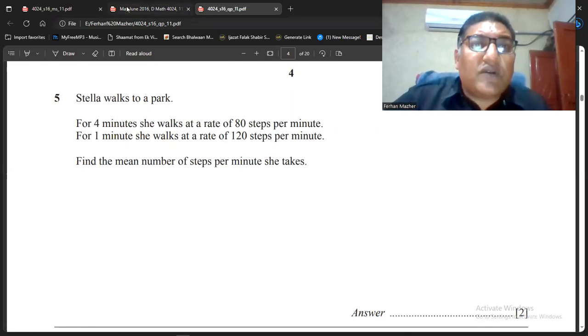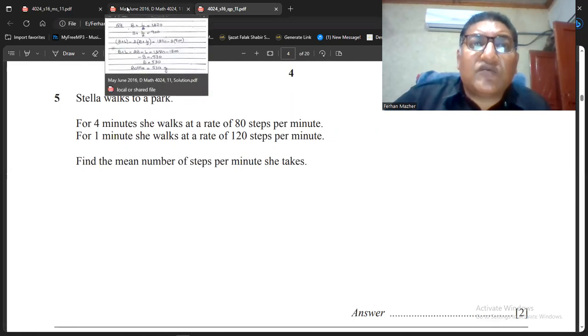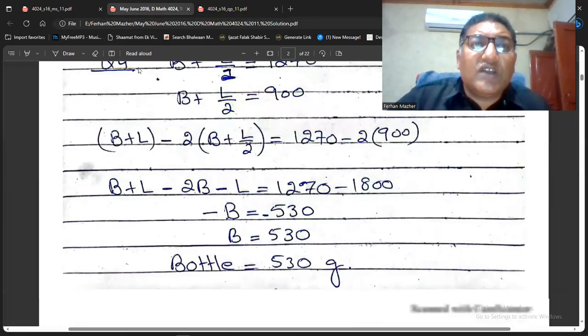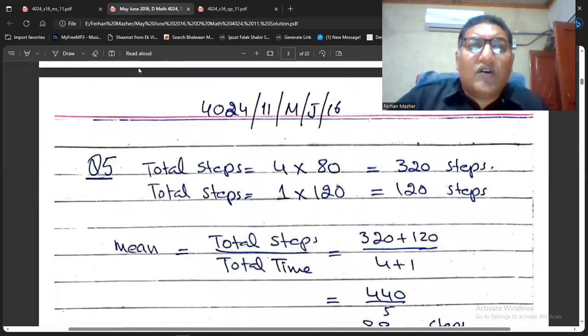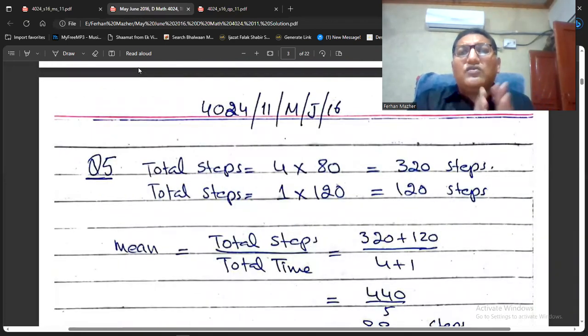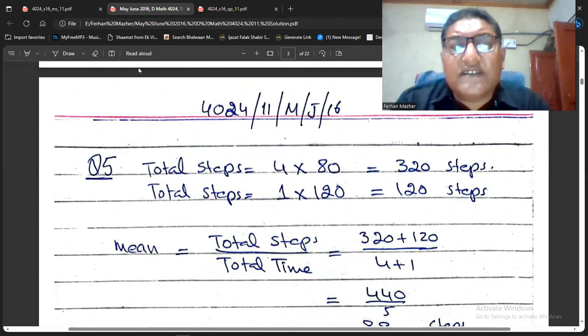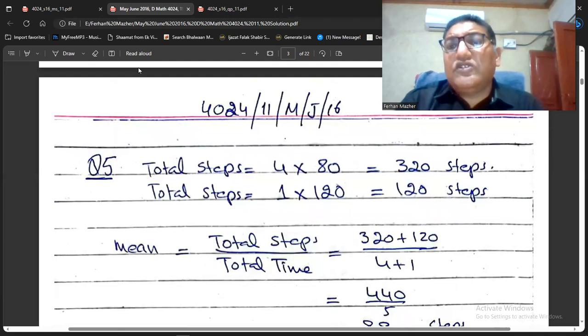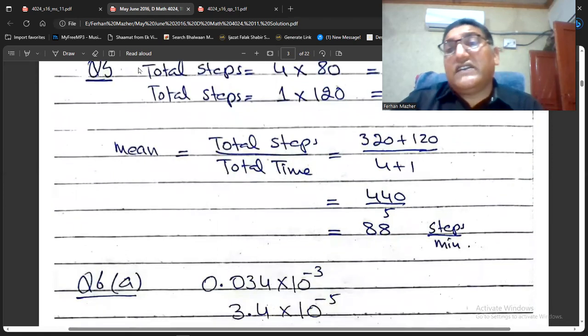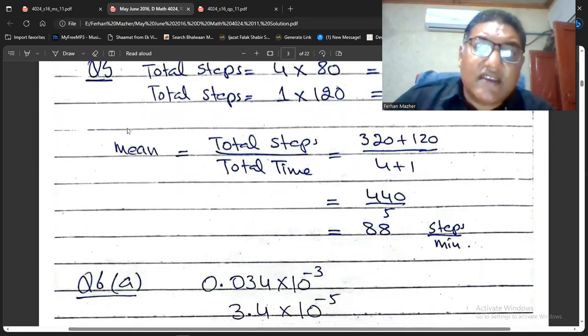Very simple, straightforward question. So 4 multiply 80 plus 1 multiply 120. That will give you the total number of steps. Okay, so the total steps will be 4 into 80, and that will be 320 steps, and 1 multiply 120, that will be 120 steps. So the mean number of steps per minute will be total steps divided by total time. So it will be 320 plus 120 divided by 4 plus 1. So you have taken 440 steps in 5 minutes. So the mean steps will be 88.